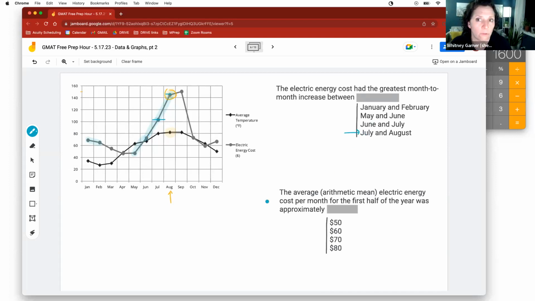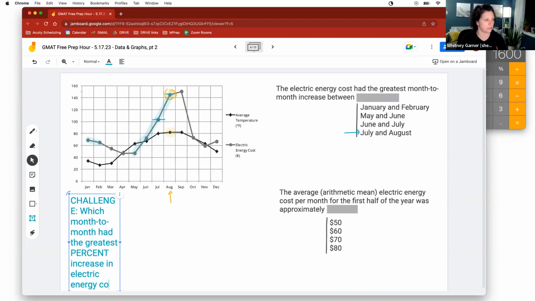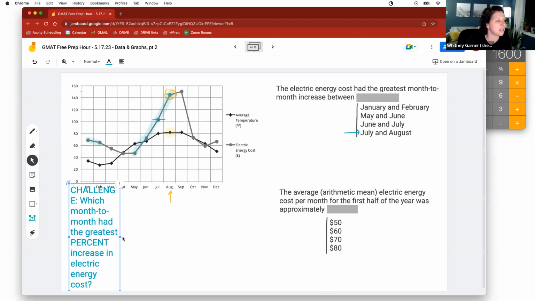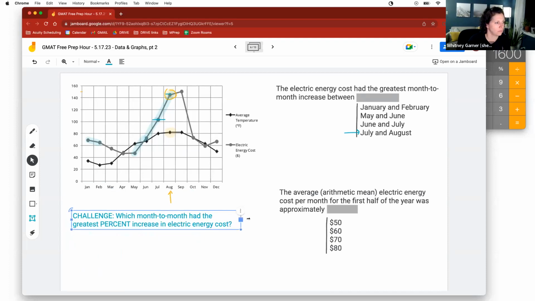Now, I want to know though, in which of these month-to-month changes, so we're going to add on an extra challenge. Which month-to-month change had the greatest percent increase in electric energy cost? So let's take a moment and see about figuring that version of the question out. How do I find the greatest percent energy increase?